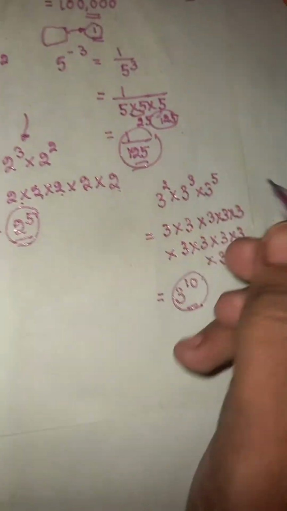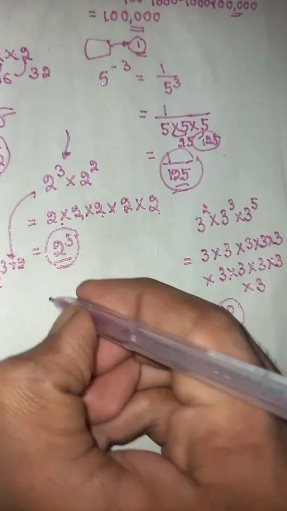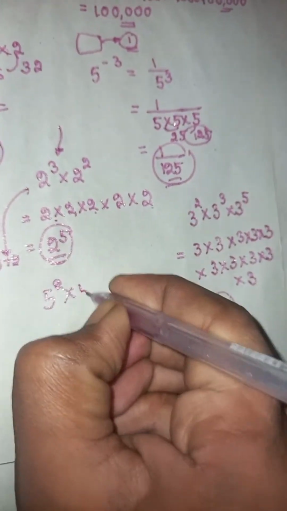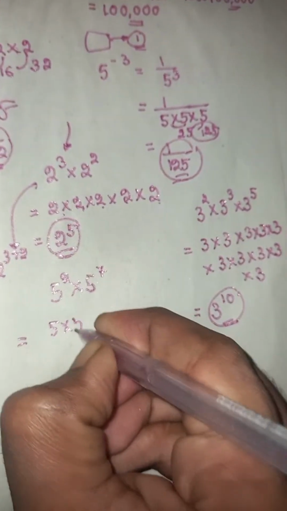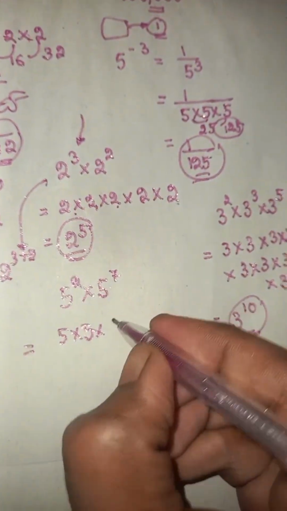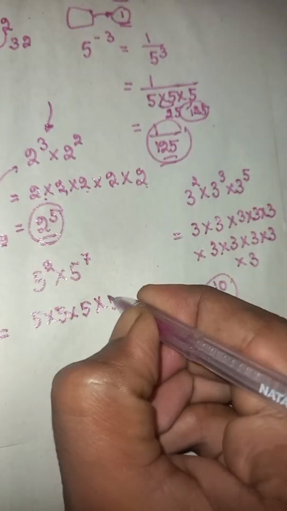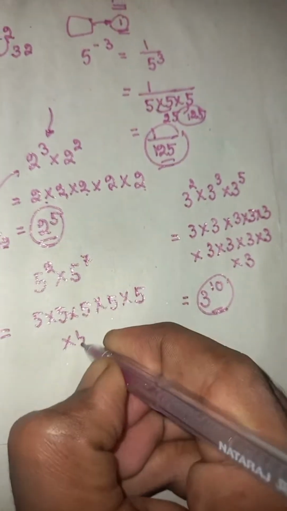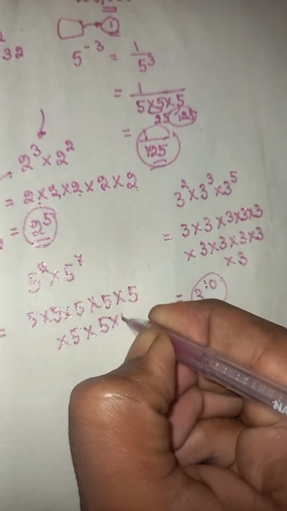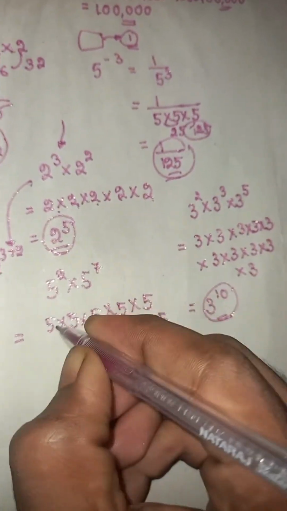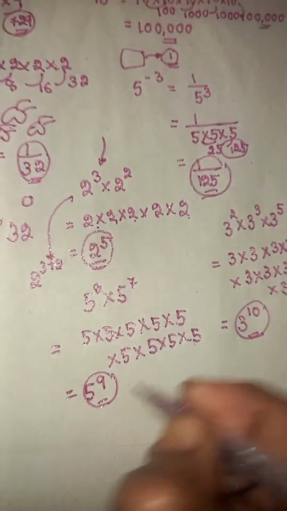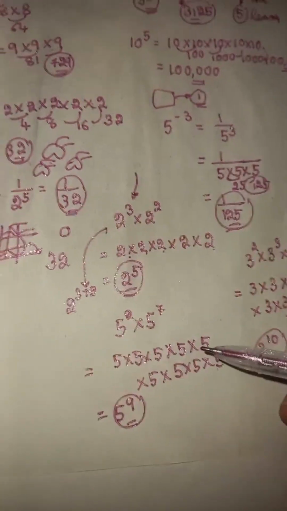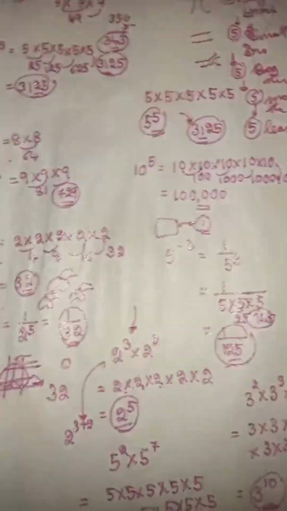Now you can write different things as exponents. The same goes for 5 squared times 5 to the power of 7. You multiply 5 two times and you multiply 5 seven times. You get 1, 2, 3, 4, 5, 6, 7 more. Now you need to do 2 plus 7. You multiply 5 nine times, so it becomes 5 to the power of 9. That is how exponents work.